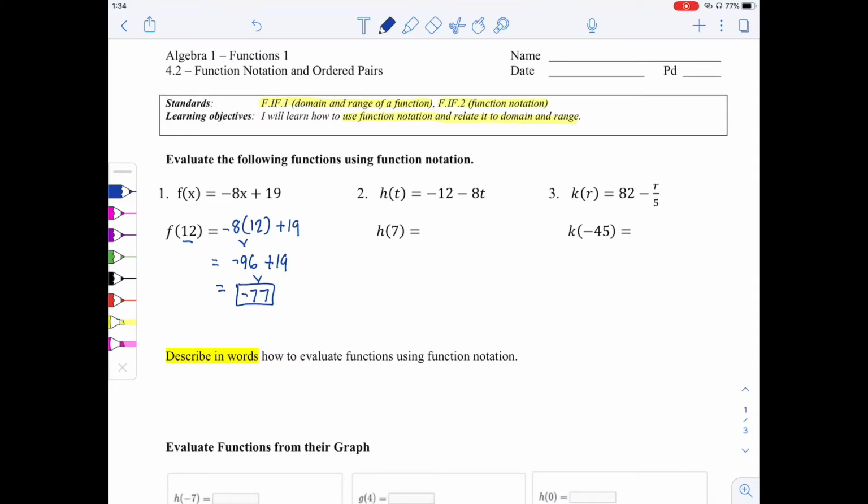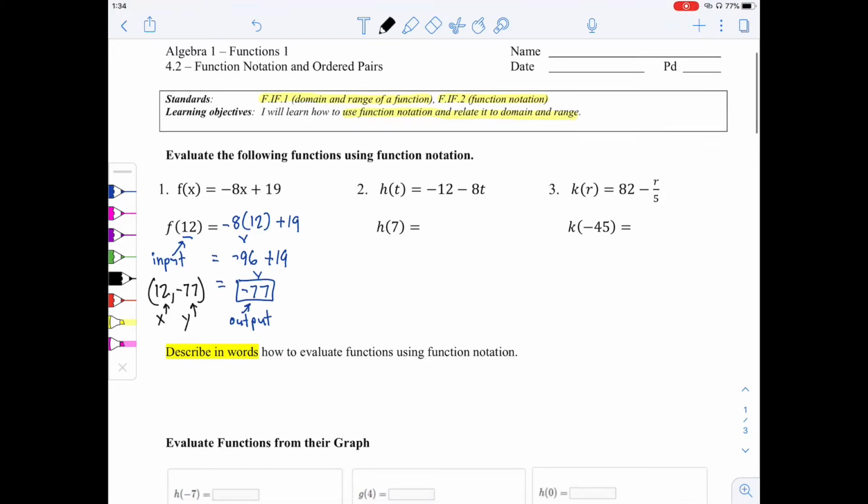And that's our answer. When we look at this, this is our input. This is our output. So our input value is 12. We substituted it in, and we got our output answer, negative 77. As an ordered pair, it's going to be 12, because that's what we substituted, and we got an answer of negative 77. So our x value is 12, and our y value is negative 77 when we graph it.